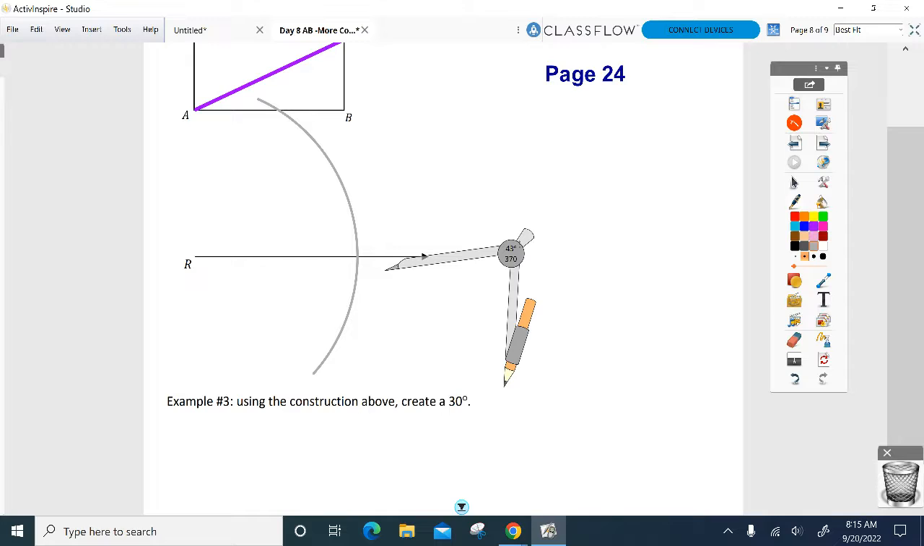How many sides does it have, though? Triangle, how many? Three sides, right? So here's side one from R to this point here. Now put your compass on that point that just intersected your ray. And now we don't need to make a big arc. I just want these two to intersect. Because everybody, take a look, there's the second side of my triangle I'm about to make. So make sure they intersect each other.